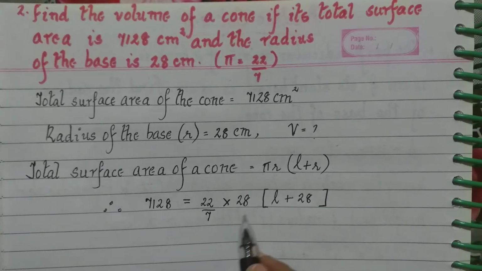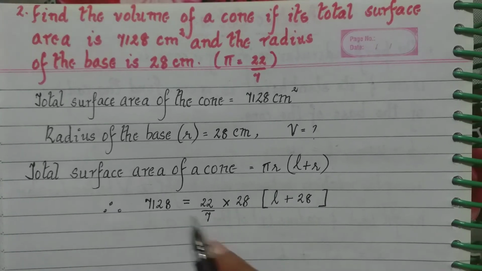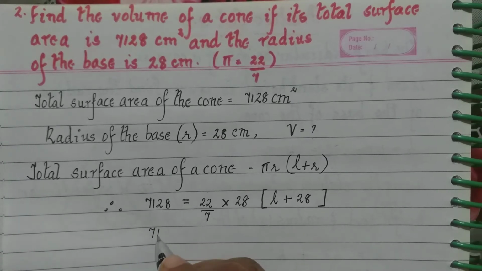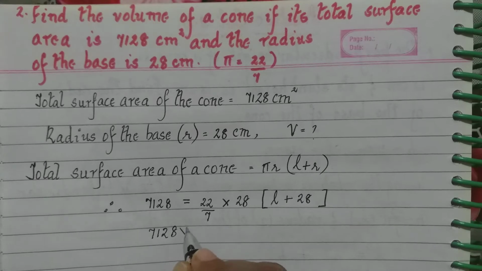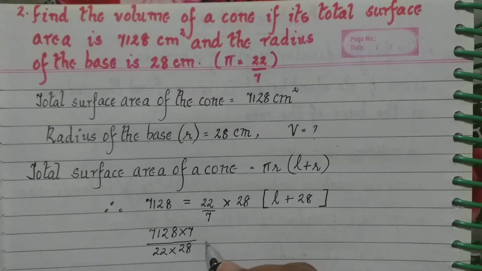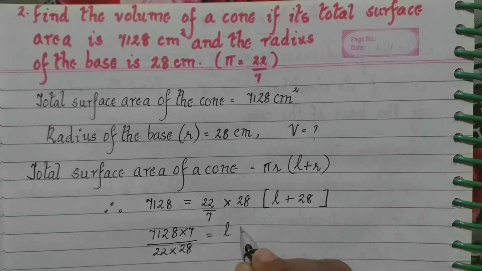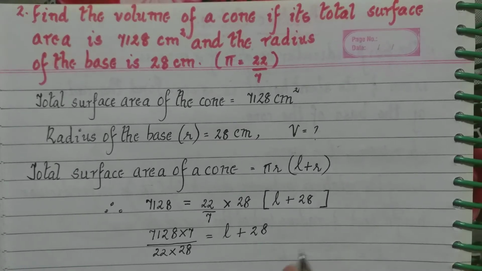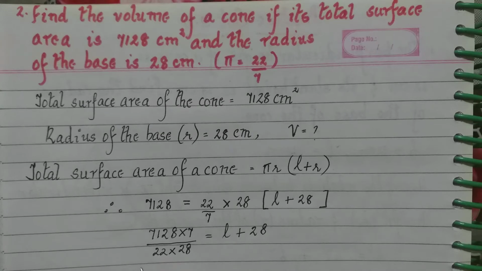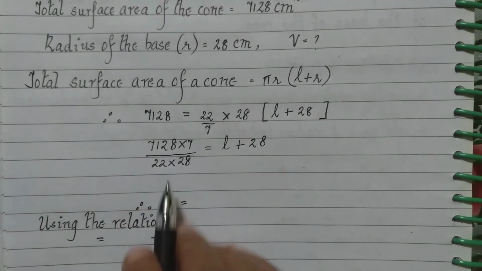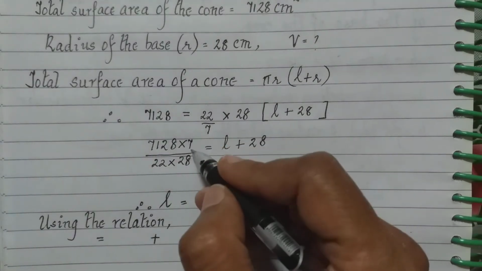Now, what we do is all this which is multiplying with this bracket, we take it to the other side. So, 7 goes to the numerator. 7128 into 7 upon 22 into 28 is equal to L plus 28. Okay, now when we simplify this further, the simplification you will do by yourselves, and if you are stuck then you will ask me later, because see, it is quite simple.